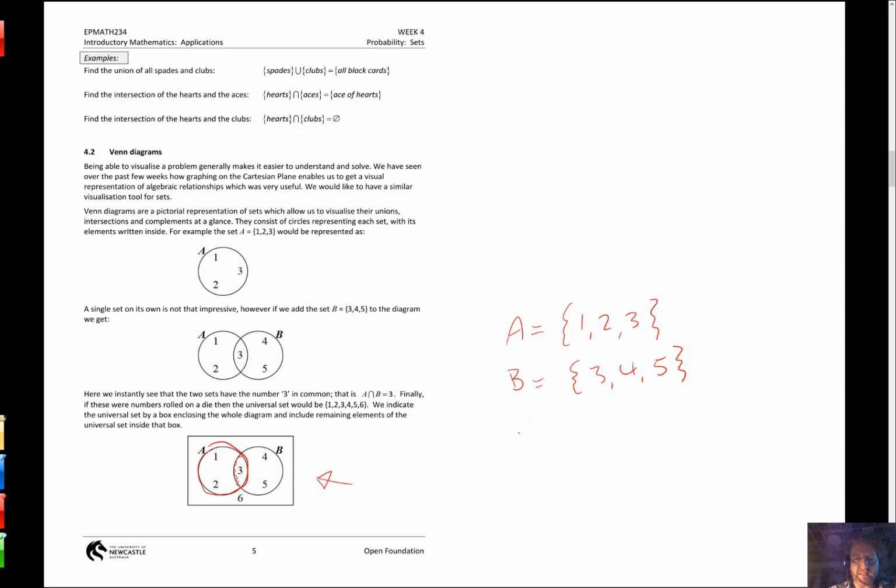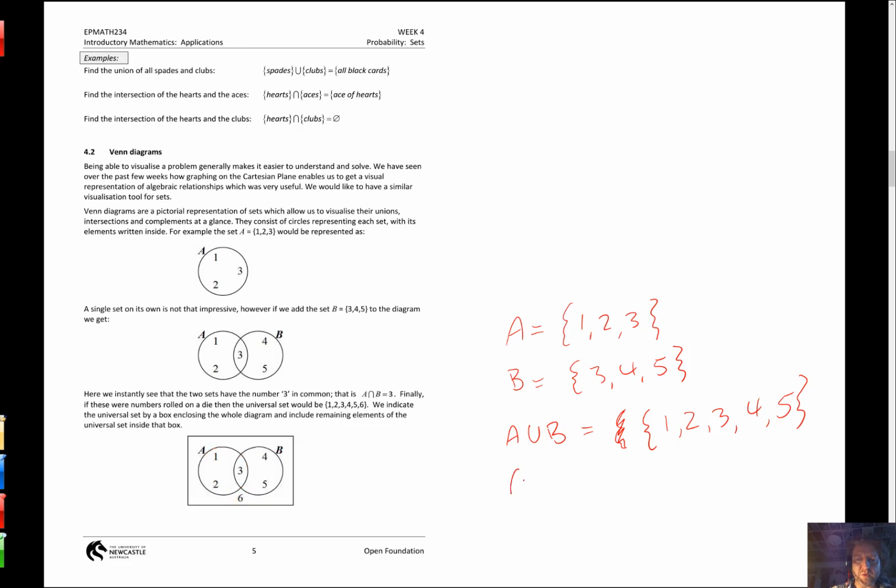Now, I might ask, what's A union B? You'll say, well, that's everything in the union of A and B. What's in A and B? 1, 2, 3, and 3, 4, 5. Well, I'm not going to write 3 twice. I'm just going to say the elements 1, 2, 3, 4, 5 are in A union B. And there they are. A union B is like me drawing a border around all of it and saying what's everything in the group of A and B. Yep. Stop scribbling right there.